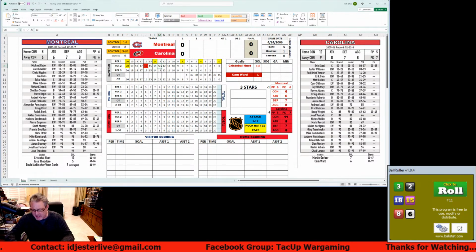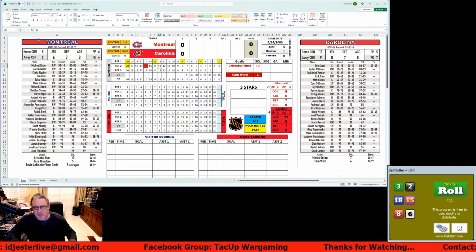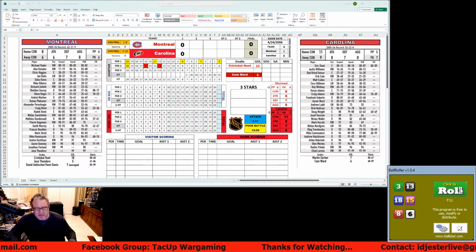And this one is an 86. And that is going to mean a goal on, is the goalie a 3 or higher? He is. So Huey once again stymies them. And Carolina with another scoring chance, and still nothing to show for it. So we move on. Rolling the dice.